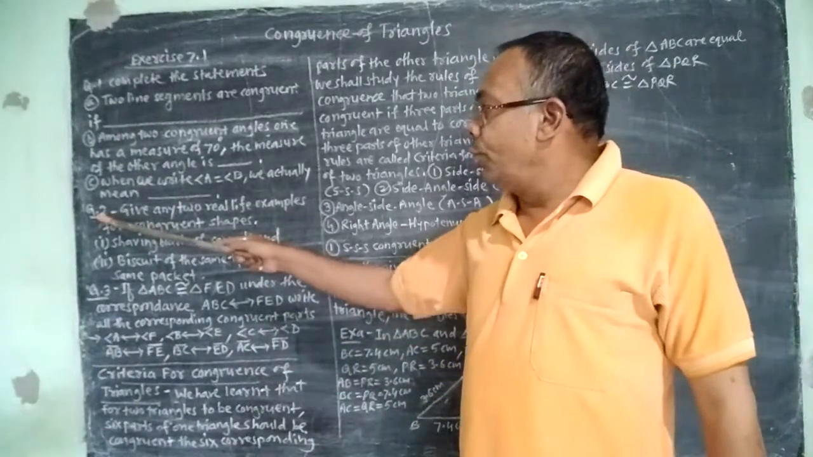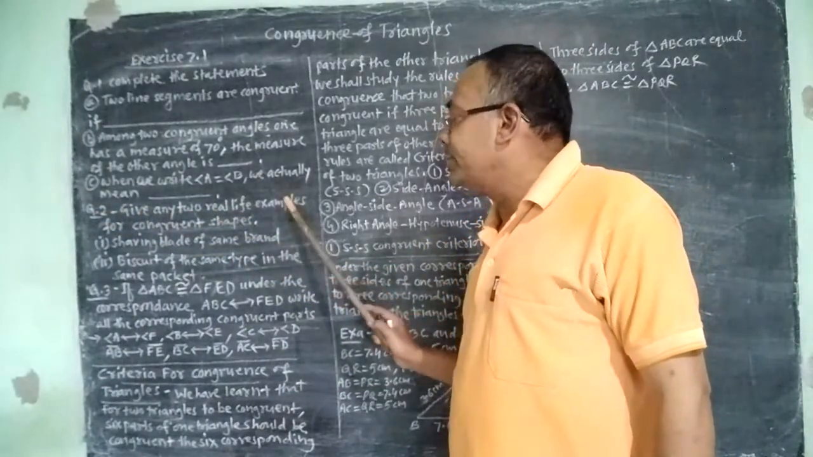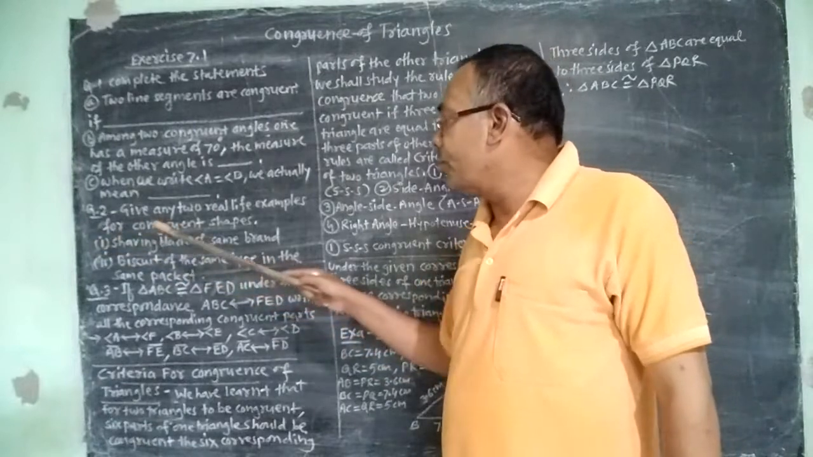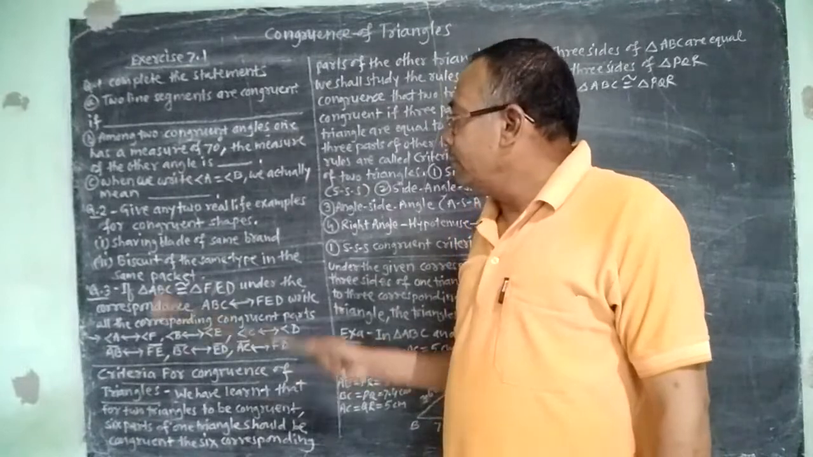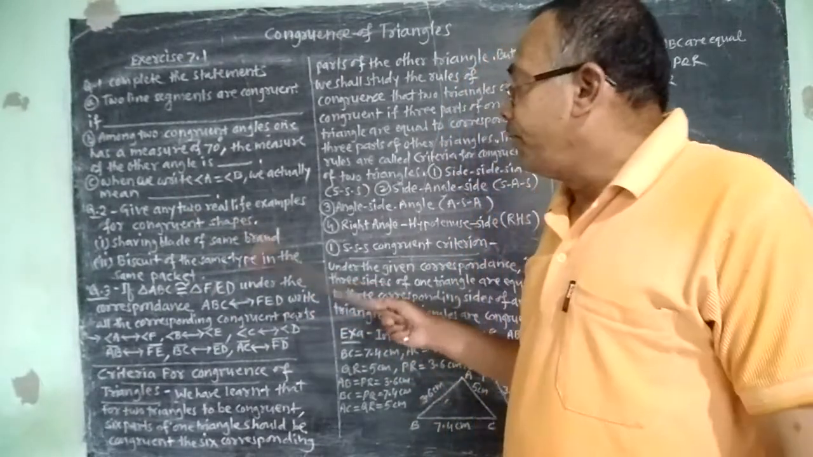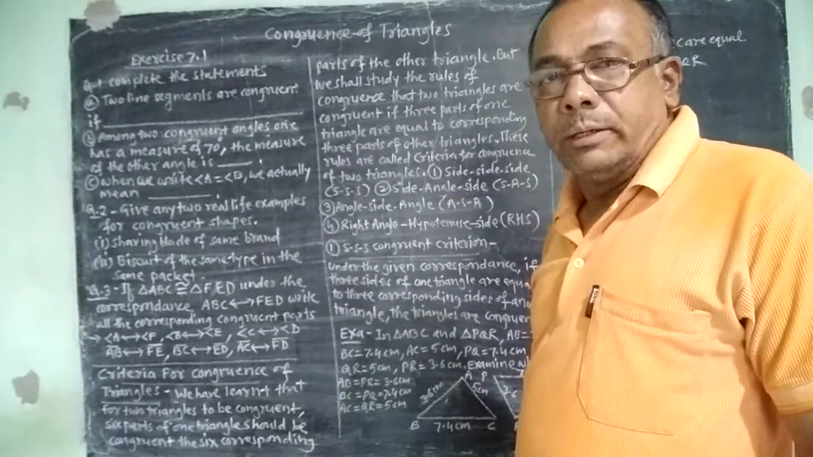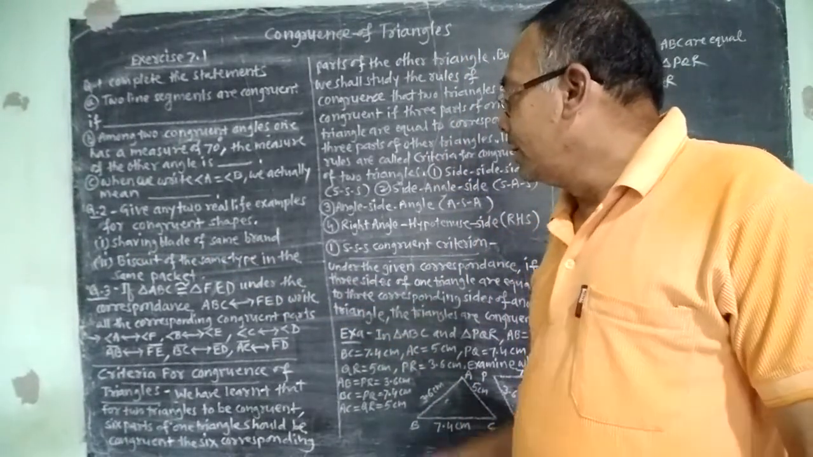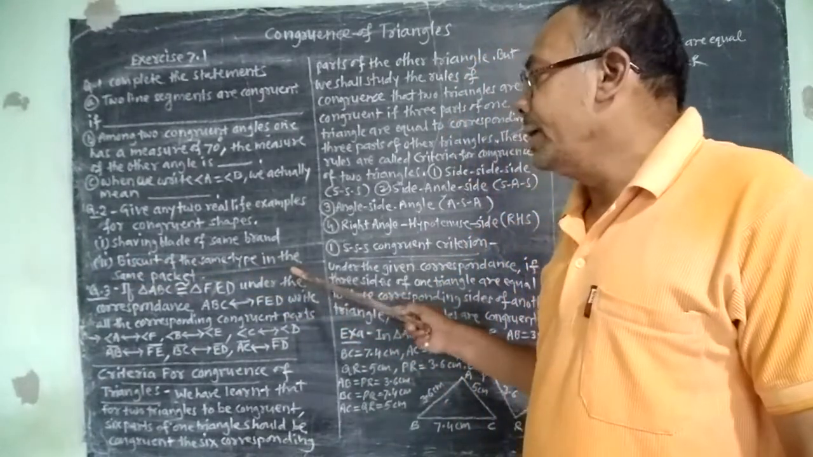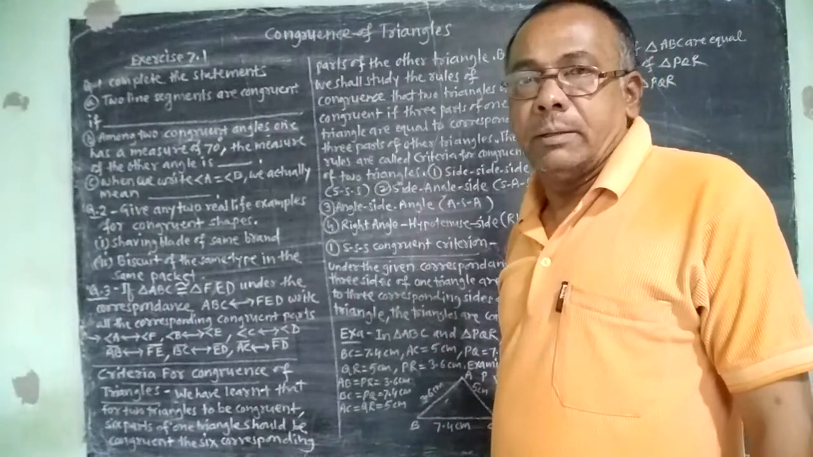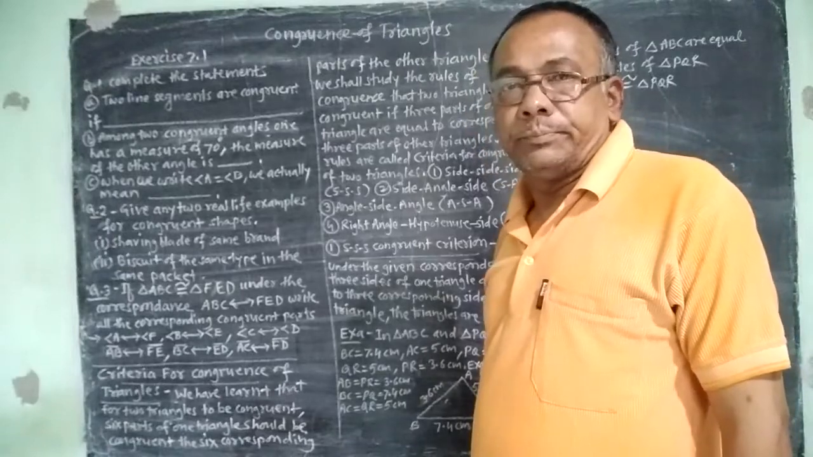In question 2, give any two real life examples for congruent shapes. Here, the first example I have given is shaving blades of the same brand, and the second is biscuits of the same type in the same packet.